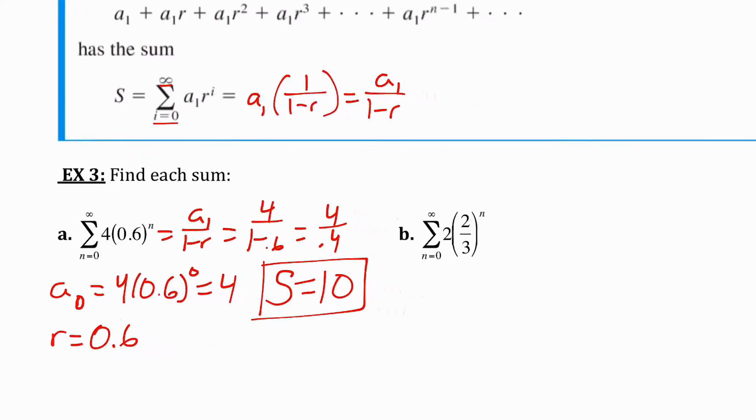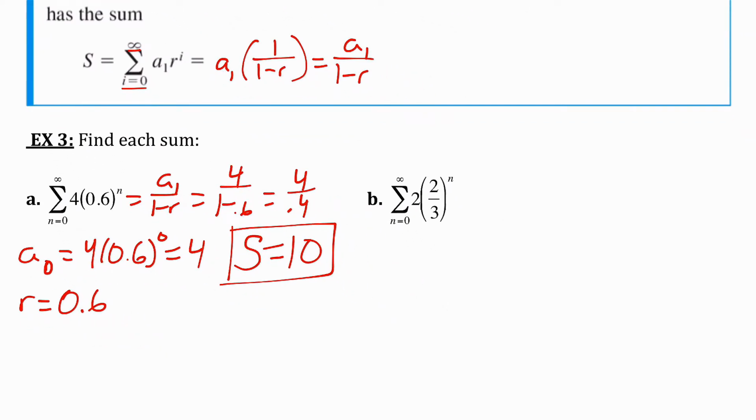Now you can check that on a calculator. Just keep finding consecutive terms, keep adding them. They're going to get closer and closer to 10.